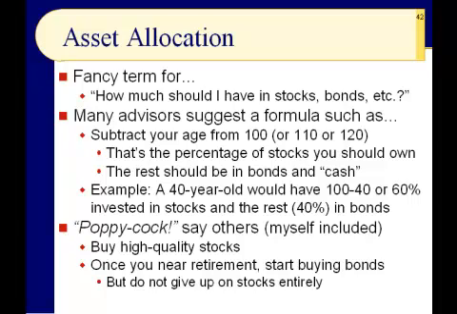So a 40-year-old person would have 100 minus 40, or 60%, invested in stocks and the rest, 40%, in cash. A 60-year-old would have 40% in stocks and 60% in cash. A 20-year-old would have 80% in stocks and 20% in bonds or cash. And I think this is ridiculous. This is a formula that was good 50, 100 years ago, but not anymore.